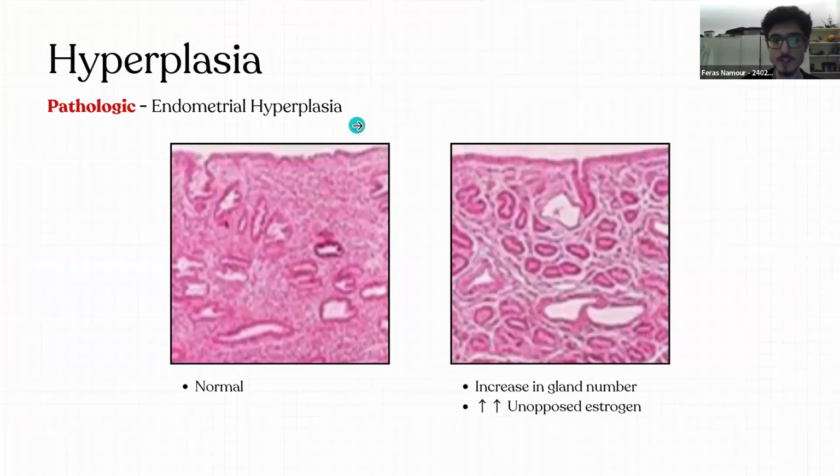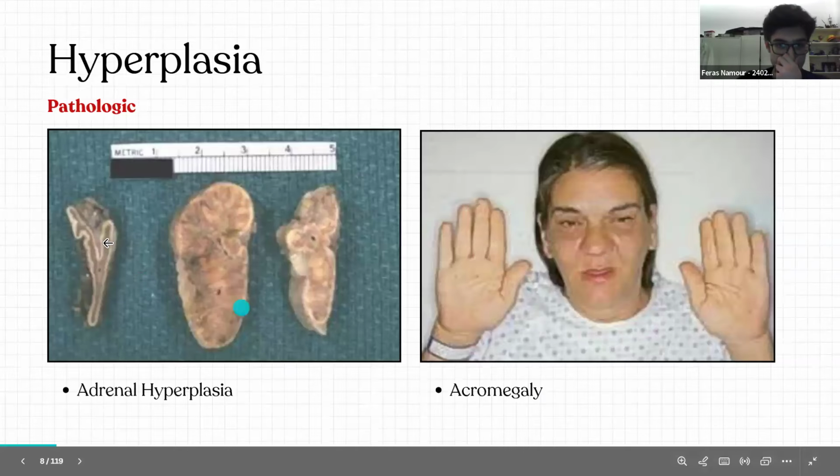We have endometrial hyperplasia. So again, it's a pathological condition. This is what the endometrium should look like normally, but we have so many more glands here, and it's problematic, okay? And it's usually due to unopposed estrogen.